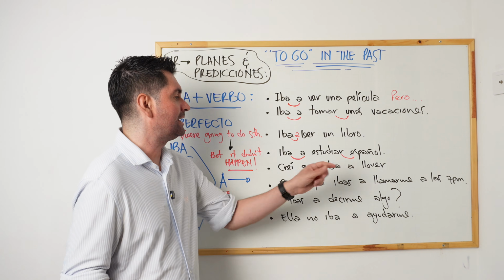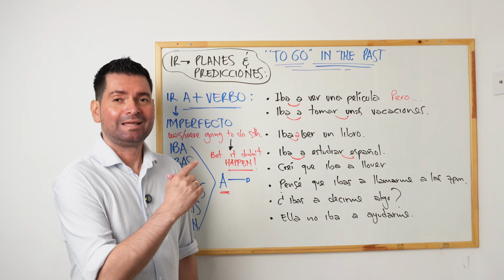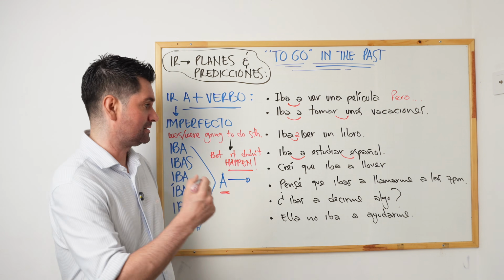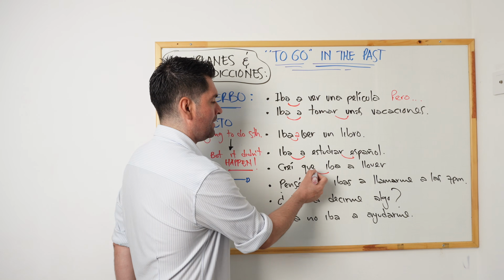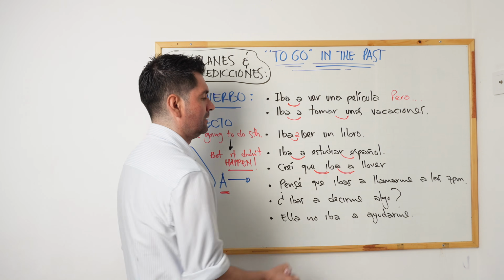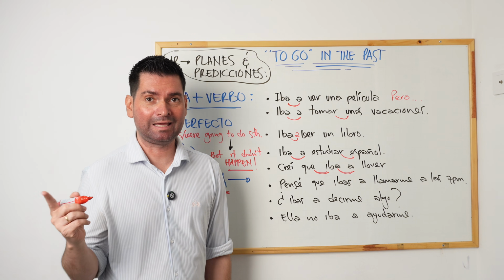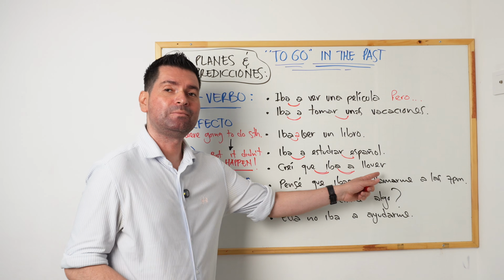Here, creí que iba a llover. This is a prediction in the past. Creí que iba a llover. I thought it was gonna rain, but it didn't rain in the end.